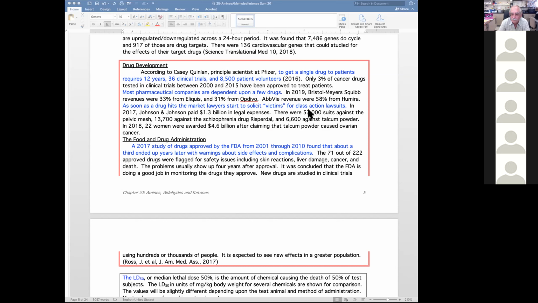And then what happens as soon as you get a drug to market? What do you see on TV and radio and Instagram and everything else? All these lawyers fishing around for class action lawsuits. Oh, this drug is known to cause cancer. This drug is known to do this. Those lawyers who do the class action lawsuits have the potential to make millions, if not billions.